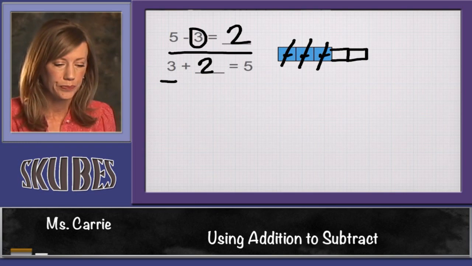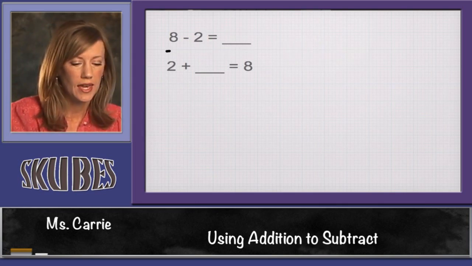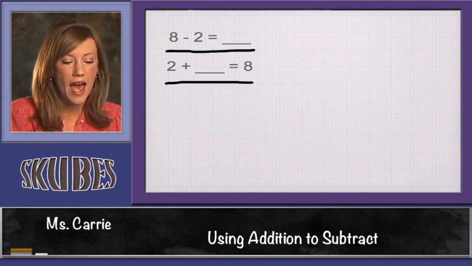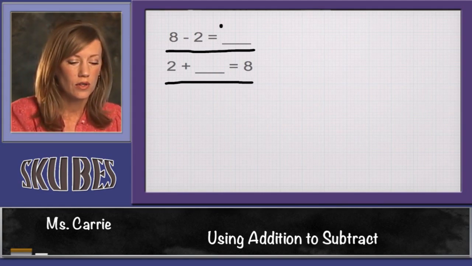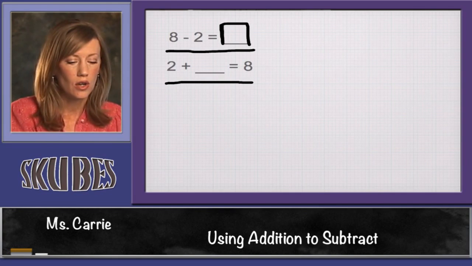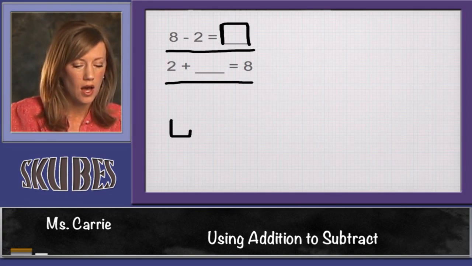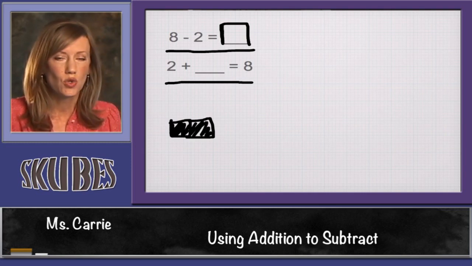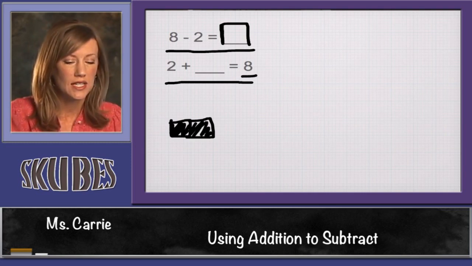Let's look at another one. It starts with 8 minus 2. Now what we're going to do is add first to figure out this answer here. So we're going to start with 2 blocks, and I'm going to color those in so we know these are the 2 we started with. And we're going to draw how many more blocks we need to get to 8.